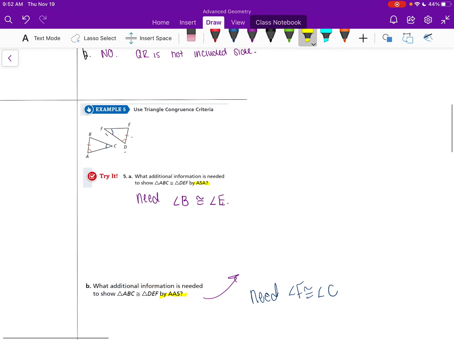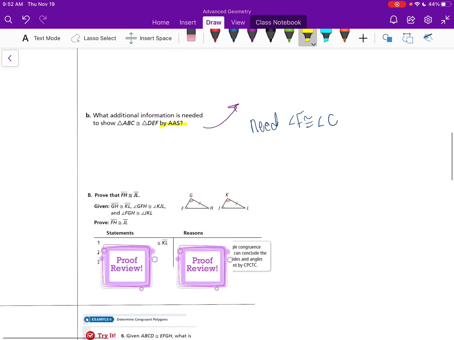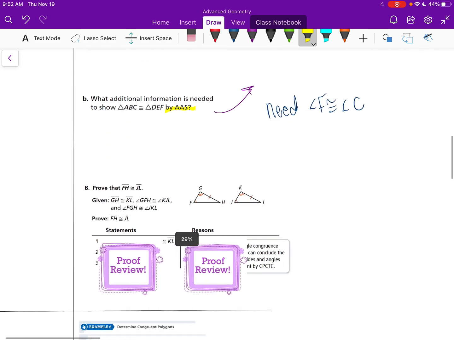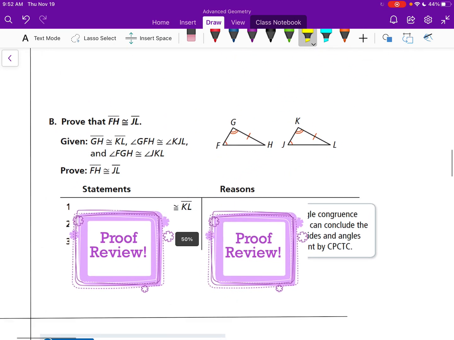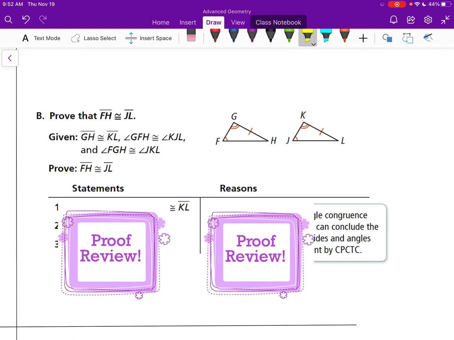All right. Let's put this all together with example 6. Oh, just kidding, I forgot we had a proof. This is not in your workbook, but I wanted to go over this just as another proof example. This is actually a main example from the textbook, and in this example, you're going to try and prove that FH, so this side, is congruent to JL, this side. You want to prove that those two things are congruent, given what they have.